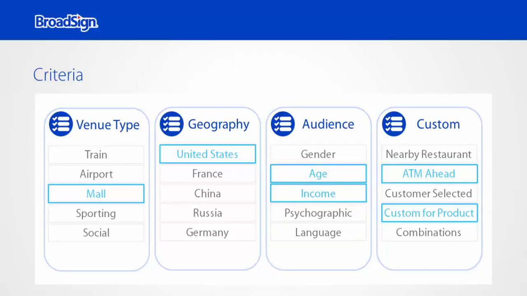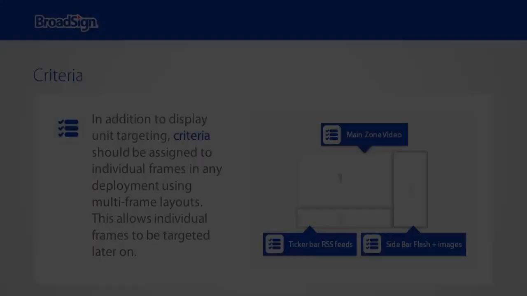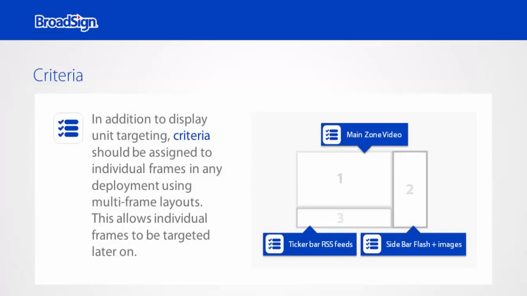There is no limit to how many criteria you can create or assign. Criteria can work together to allow advanced targeting within your network. For example, we could target all of our display units in airports that are near restaurants but are not video walls. In addition to display unit targeting, you can use criteria to target individual frames in multi-frame layouts.